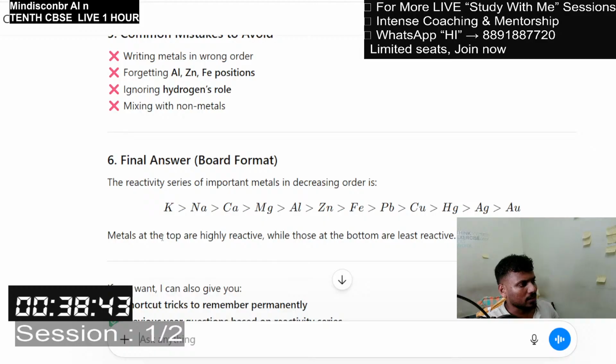Again, the reactivity series is potassium greater than sodium greater than calcium greater than magnesium greater than aluminum greater than zinc greater than iron greater than lead greater than copper greater than mercury greater than silver greater than gold. Metals at the top are highly reactive, while those at the bottom are least reactive.